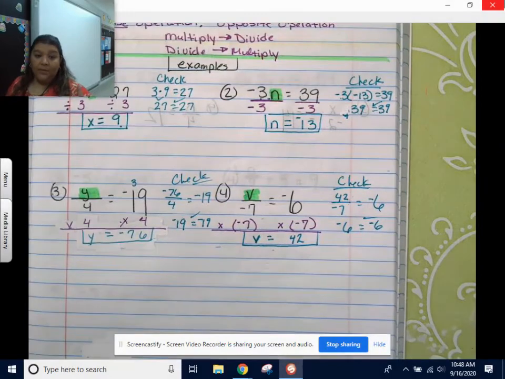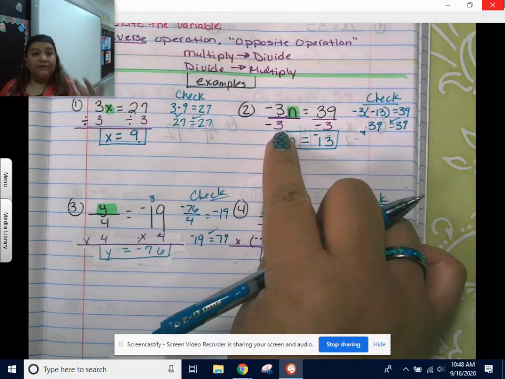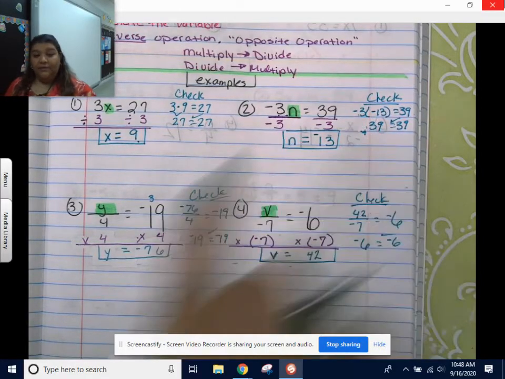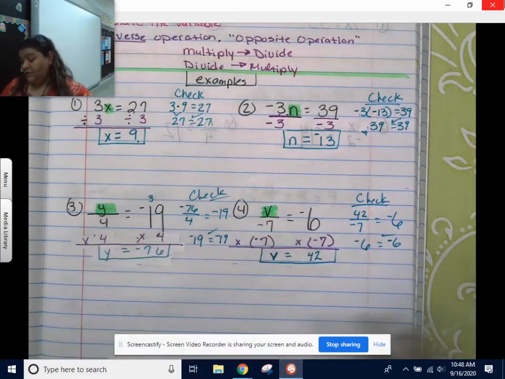Okay, so you're just doing the opposite. So if you see something like this, a number next to a variable, you are going to be dividing to find your answer. If you see something like this, that is division. You are going to be doing multiplication to find your answer.